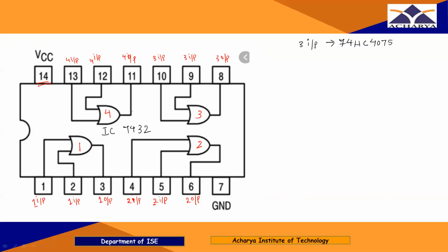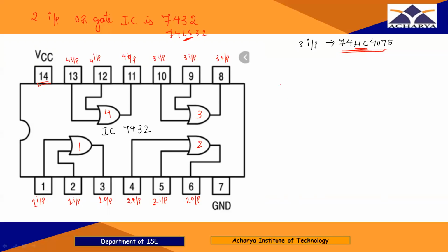So here, if it is a 2 input OR gate, how many gates does it have in one IC? There are 4 gates. What is the IC number for a 2 input OR gate? The IC is 7432. Right? If it is 3 input, it is 74HC4075. This HC tells the family of the IC. Right? So in the lab, if you come, you will get 74LS32. So this tells the family of the IC.